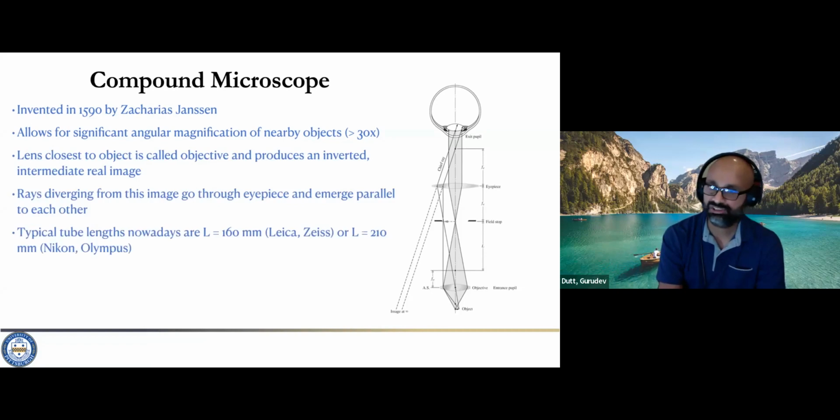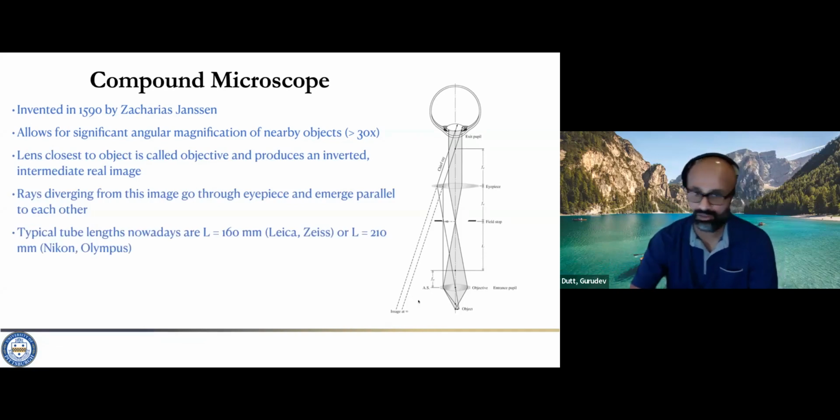All right. So this just summarizes all that stuff that I just said. And the tube length is very important, as I've said. And usually these days it's standardized. The tube length for different microscope companies is typically given as 160 or 210, as shown for these two companies. I might have mixed up which company is which, but you get the idea. You need to know this. And the reason for that, as I'll explain in a minute, is because of the magnifying power.